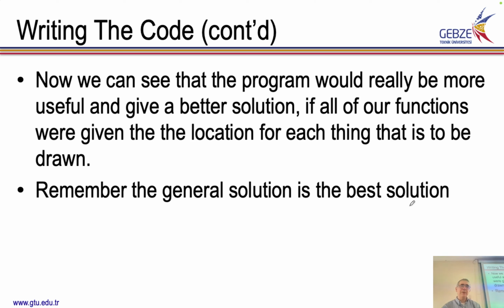Now we can say the program would really be more useful and give a better solution, the window drawing, if all of our functions were given the location for each thing that's going to be drawn. General solution, generalizable solution, is the best solution. Special solution is not a good solution because general solution can be reused.